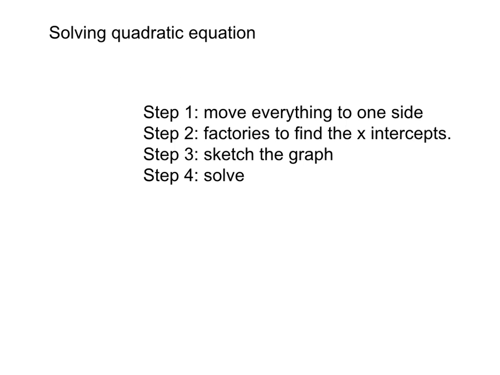Next, we're going to look at the quadratic inequalities. For this, first you got to move everything to one side, and the other side must be 0. And then you're going to factorize, and that will allow you to find the x-intercepts. Then you're going to sketch the graph and then solve the inequality.